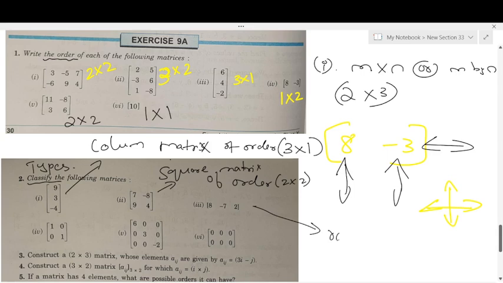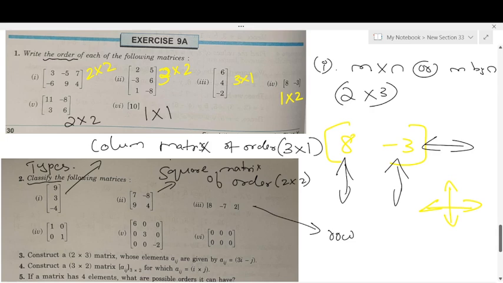Row matrix. And how do you identify row and column? In the beginning, I told you all one important point. How many rows and how many columns will be there, students? Only one row and one column. Yes. The first and third one has only one row, one column.